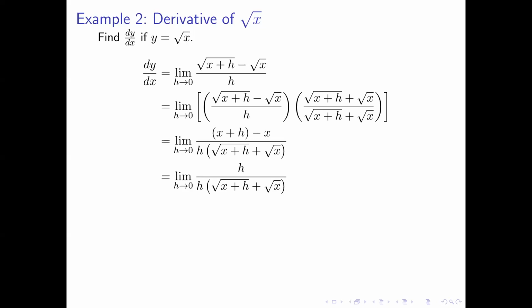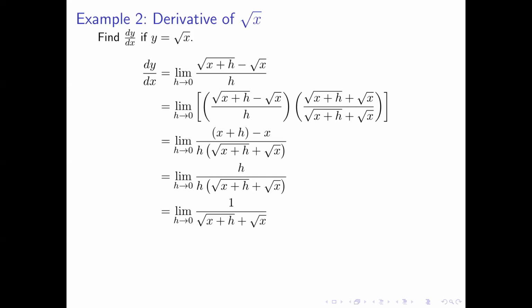Of course, in that numerator, we can cancel the common terms, or the like terms. x minus x is 0. And now we can cancel the factor of h that you see in the numerator and in the front of the denominator there. And we're left with this right here, the limit as h approaches 0 of 1 over the square root of x plus h plus the square root of x.